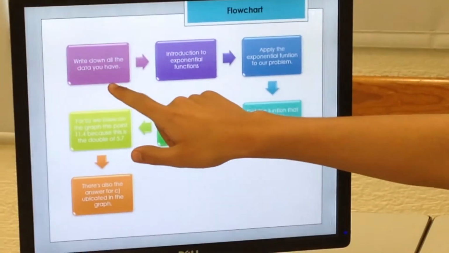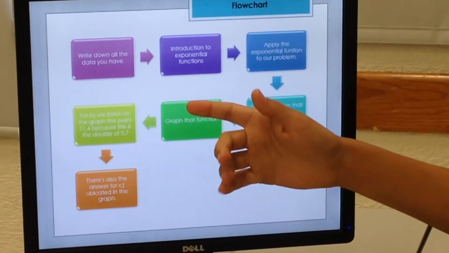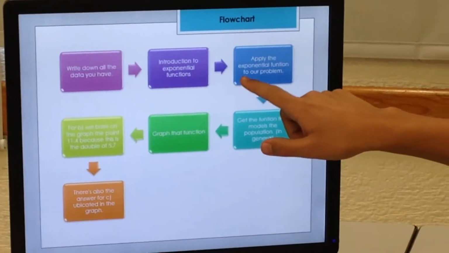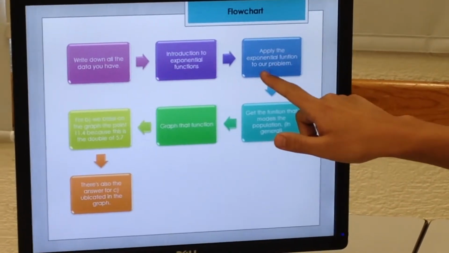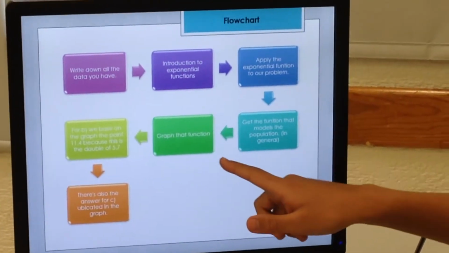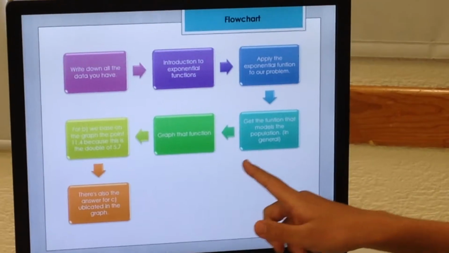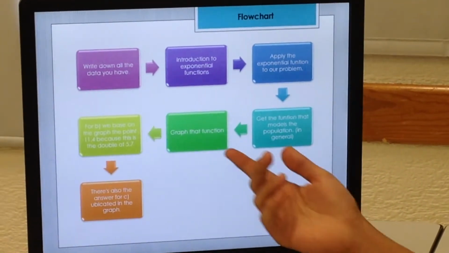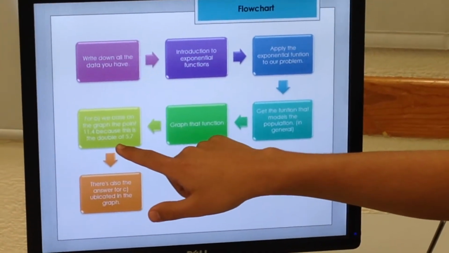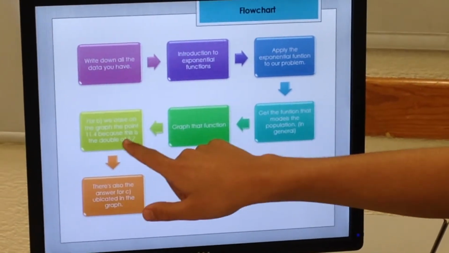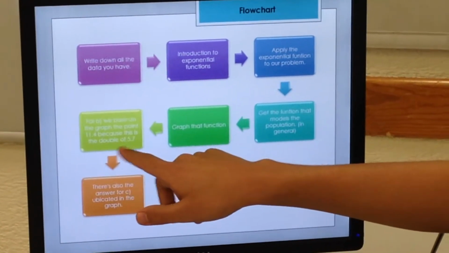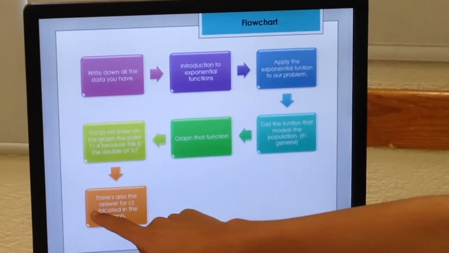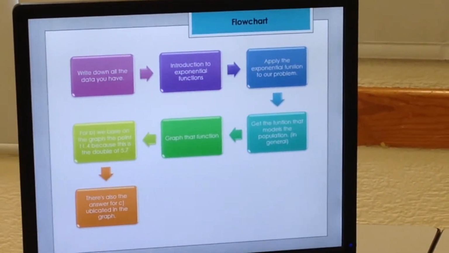We have to write down all the data that we have, then the introduction to exponential functions. After that, we apply the exponential function to our problem. Then we get the function that models the population. After that, we have to graph that function on GeoGebra. Then we base on the graph the point 11.4, because this is the double of 5.7. There's also the answer for C located on the graph.